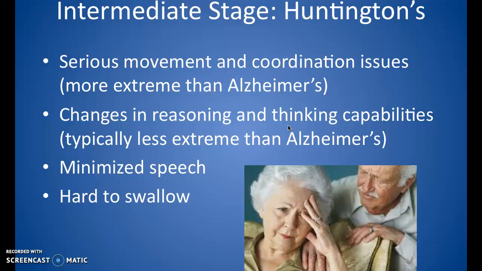In the middle stage of Huntington's disease, the movement disorder becomes a more serious problem. Medication for involuntary movements can lessen the symptoms, and physical therapists may be able to help maintain control of voluntary movements. Like in Alzheimer's, significant changes in thinking and reasoning abilities can occur. Diminished speech and difficulty swallowing is due to the lack of control over one's body. Ordinary activities become significantly harder to do.